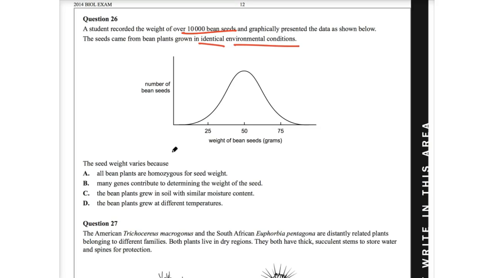So I'm looking for a statement of why the seed weight would vary. We know it's because of the presence of many genes. If I go through this, A, homozygous, no. B, many genes contribute to determining the weight of the seed. That is in line with polygenic inheritance. And the bean plants grew, C and D go away, therefore B is correct. In this one, 87% of individuals got this right, so a pretty stock standard one.